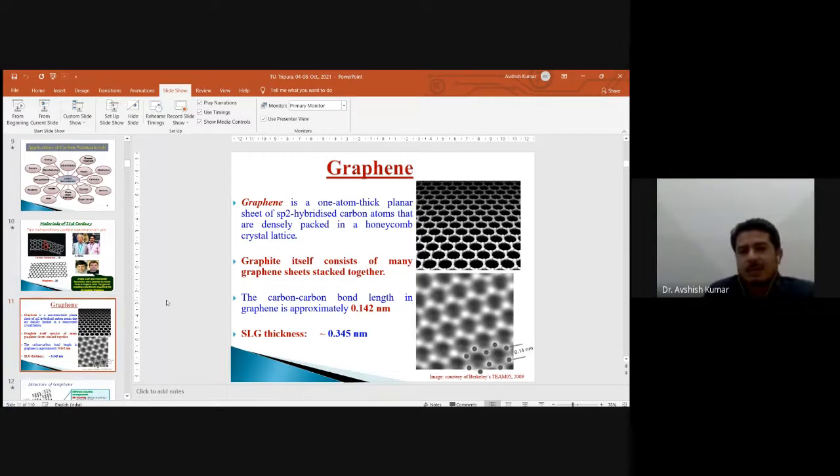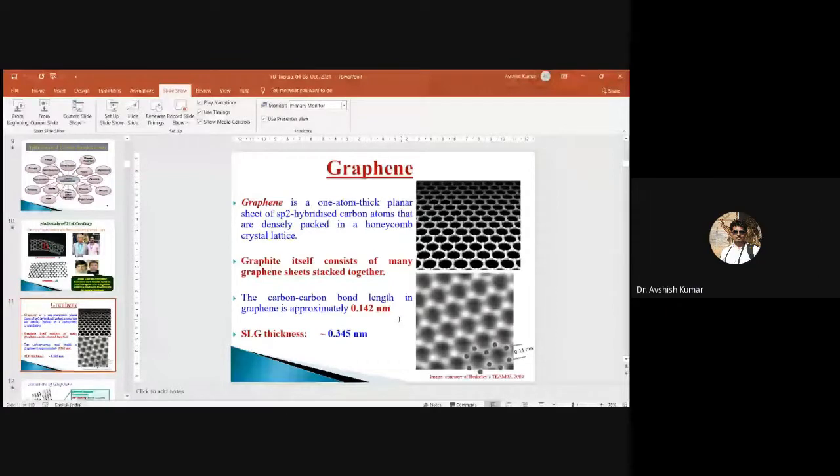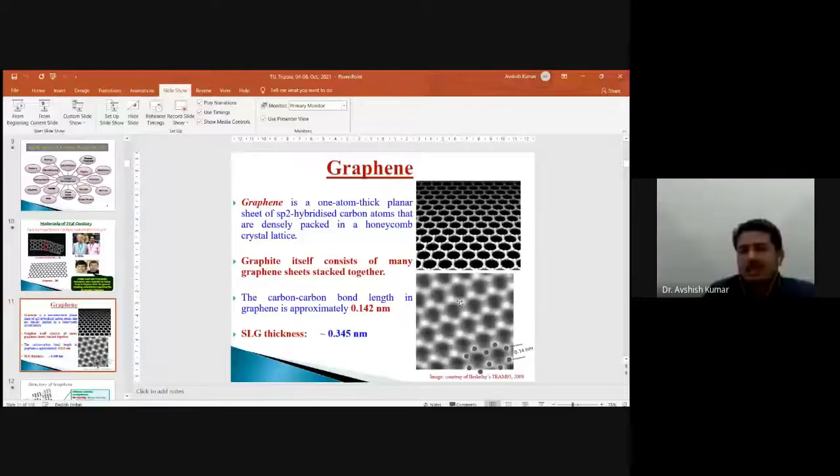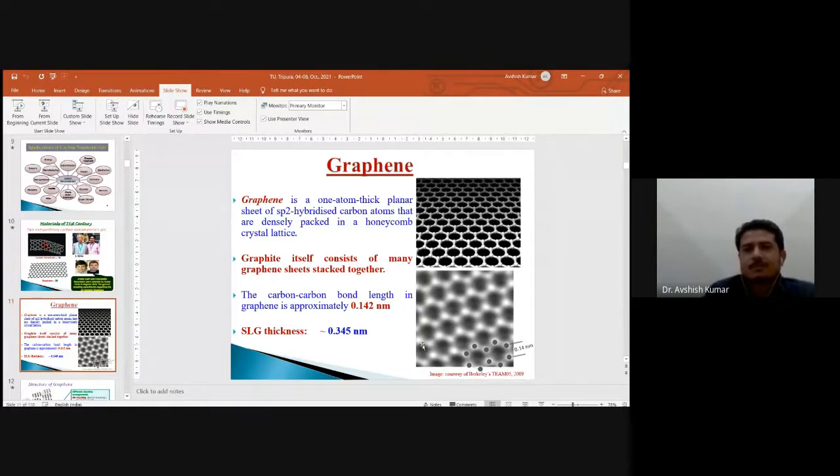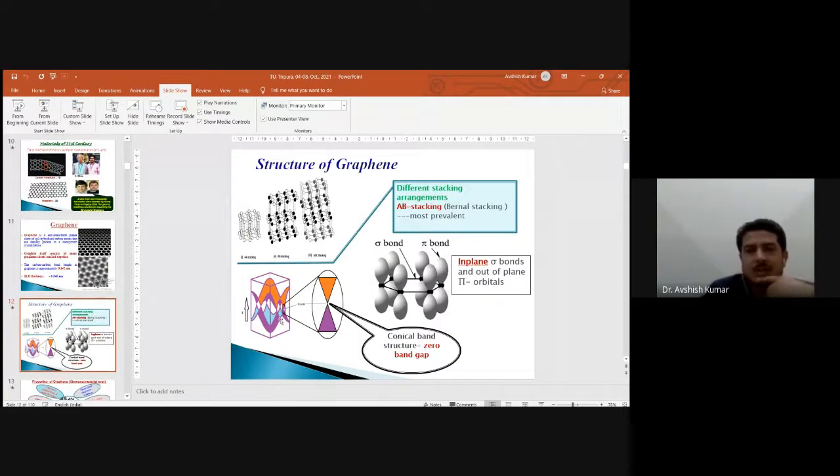If I talk about the carbon-carbon bond length in graphene, it is approximately 0.142 nanometer, and single layer graphene has a thickness of 0.345 nanometer. And you can see this is the HRTEM image of a single layer graphene here. I have taken it from this paper. If I talk about the structure, you can have different stacking arrangements with graphene materials: A stacking, AB stacking, and ABC stacking.